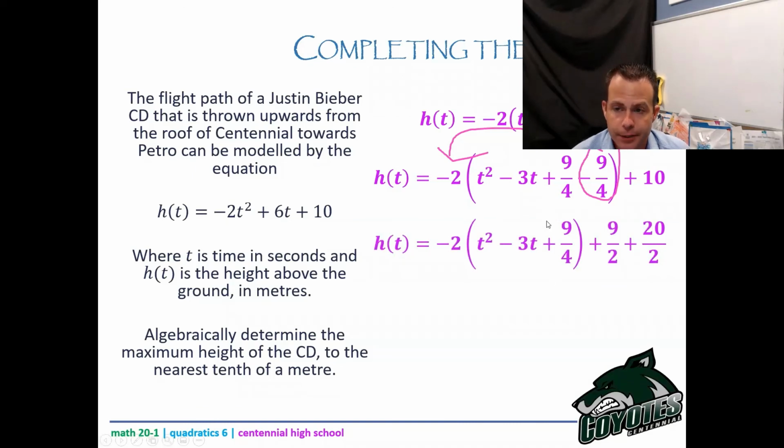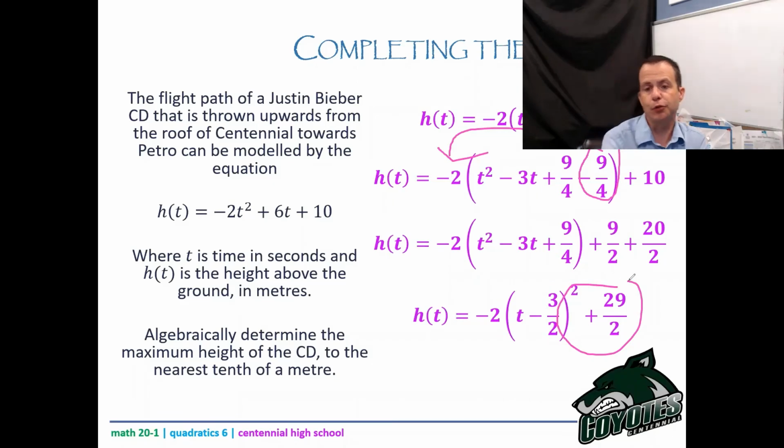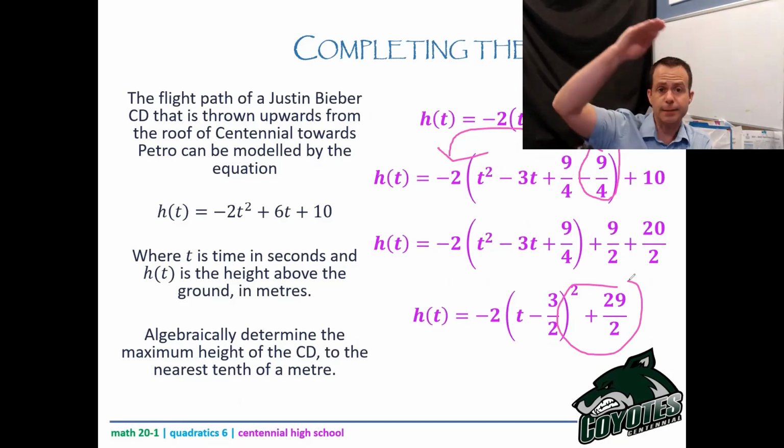So this guy will factor into the square root of the front term, which is t. The back term will be the square root of the back term, which is 3 over 2, and the sign in the middle will be the sign in the middle. So this is going to be t minus 3 over 2. And this will be 29 over 2 when I add that together. Okay, now it said determine the maximum height. Well, the maximum height is my Q value, which is right here. 29 over 2 meters.